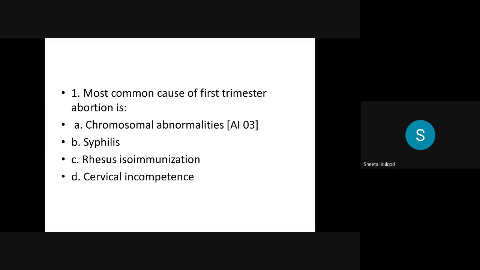Cervical incompetence, you all know that it is the most common cause of second trimester abortions, is it not? Rather than the first trimester abortions. So the answer for this question, as rightly said, is A. That is, chromosomal abnormalities is the most common cause of first trimester abortions.